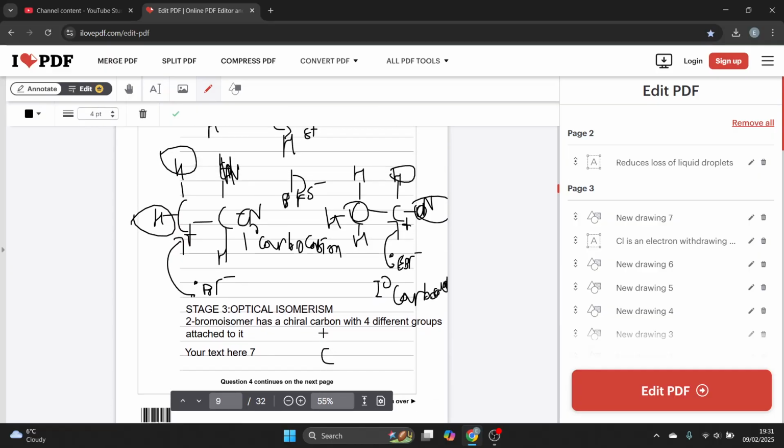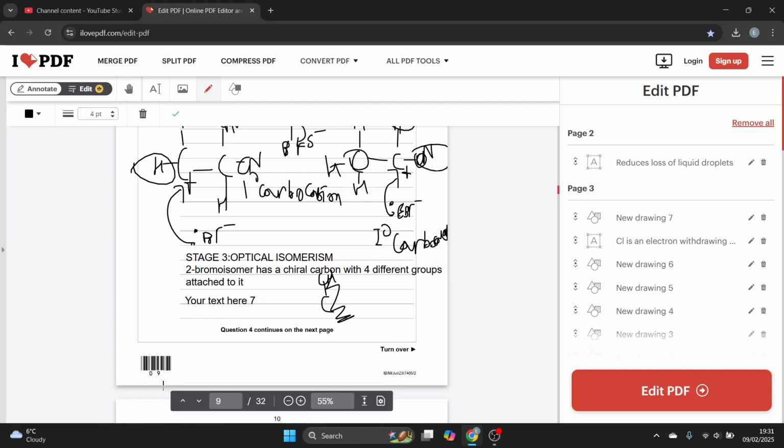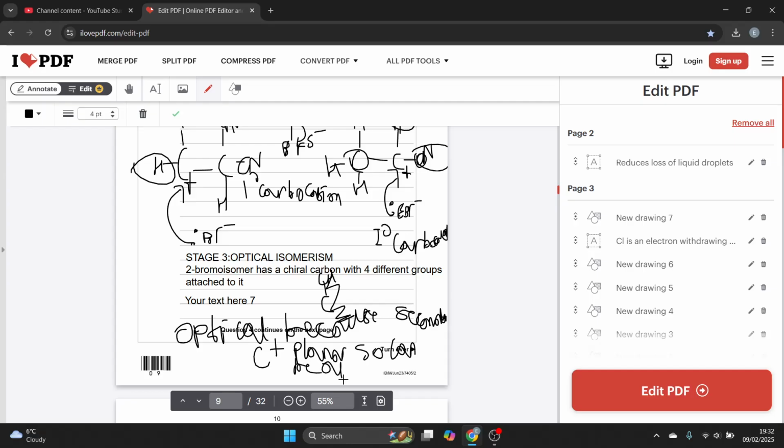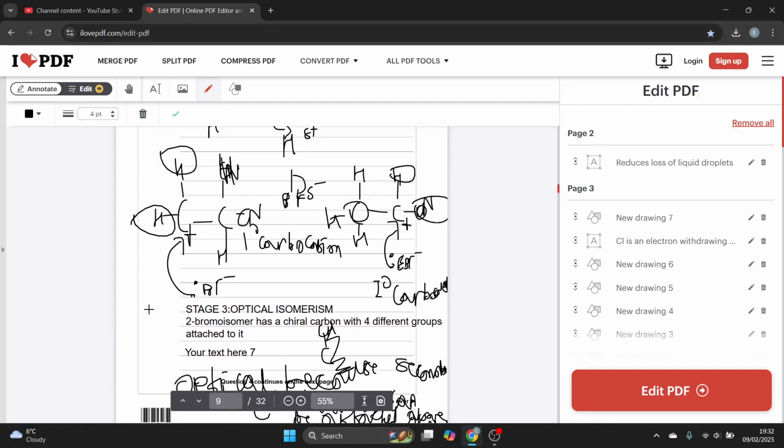Then drawing it out. So it's optical because the secondary carbocation is planar, so it can be attacked from above or below, and then show that being attacked from above or below.